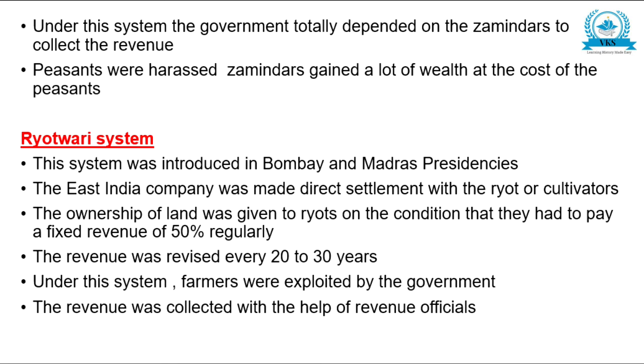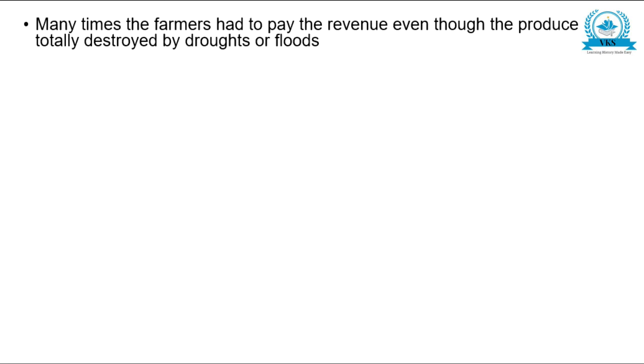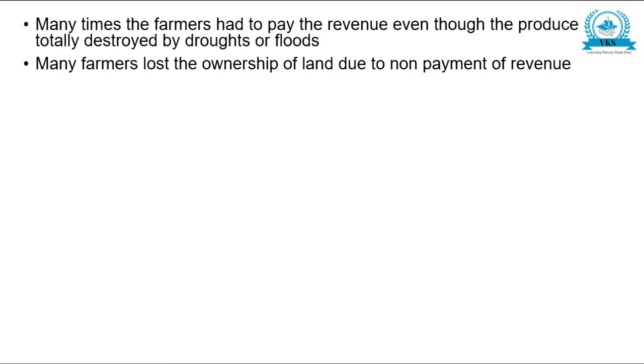The revenue was collected with the help of revenue officials. Many times the farmers had to pay the revenue even though the produce was totally destroyed by droughts or floods. Many farmers lost the ownership of land due to non-payment of revenue.